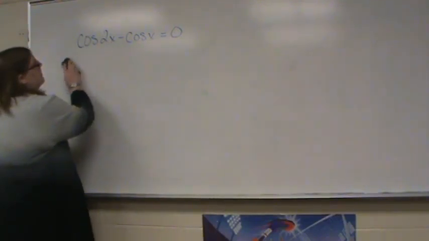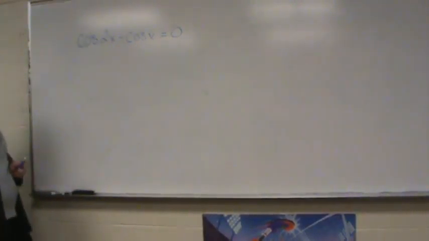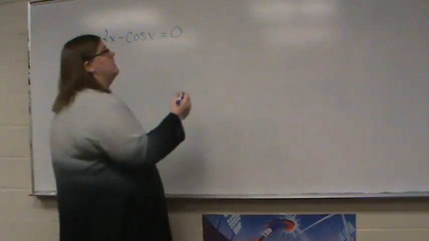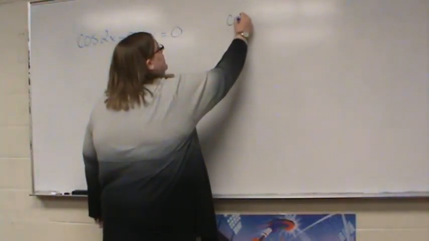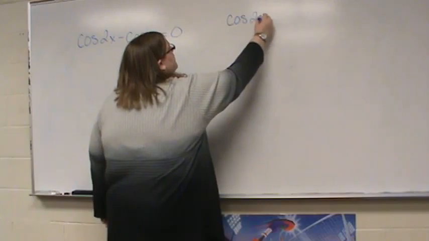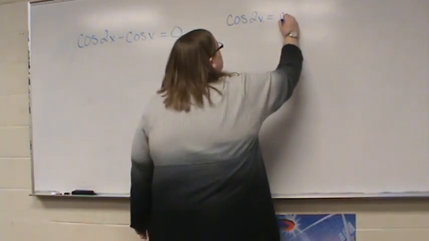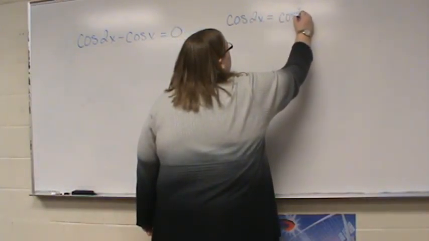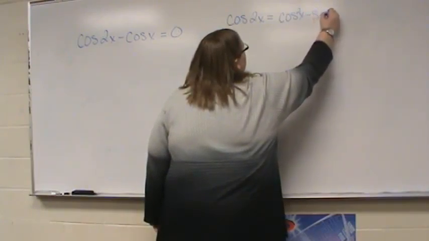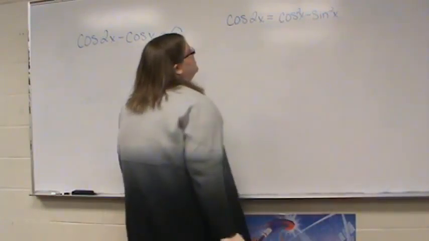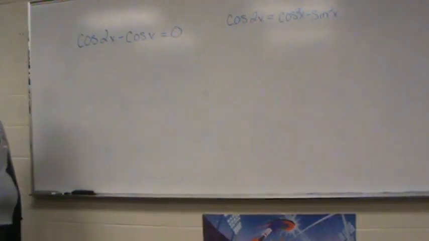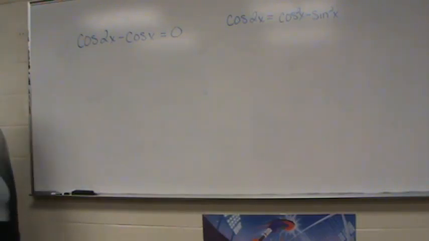So how can we rewrite that cosine 2x? Cosine squared x minus sine squared x. So we know that cosine 2x equals cosine squared x minus sine squared x. Does cosine 2x equal anything else? Probably. It could equal tangent one, right?